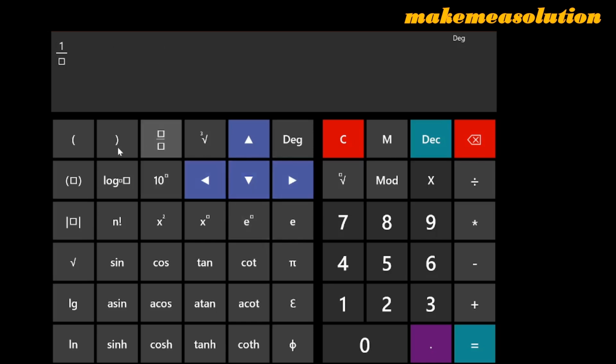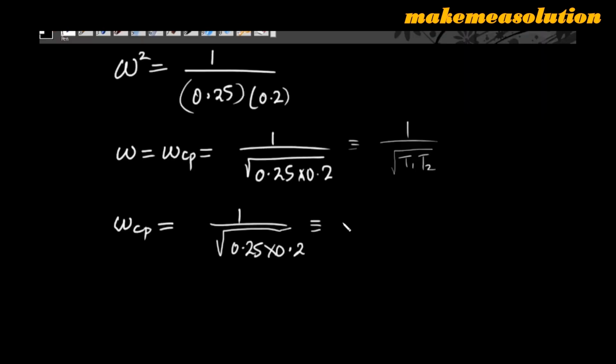We have 1 all over the square root of 0.25 times 0.2. That gives me 4.47. Is that okay? So 4.47, so a 4.47 rad per second.